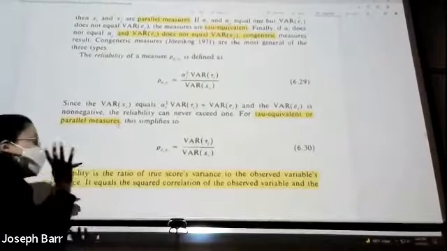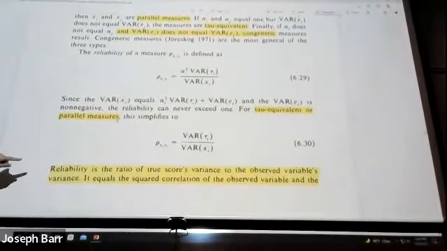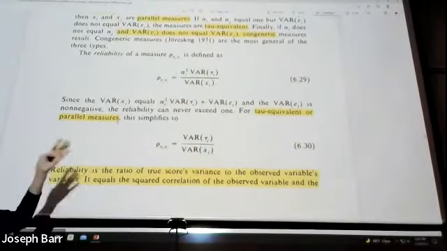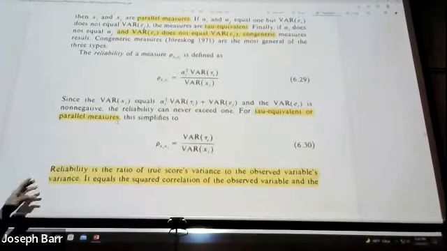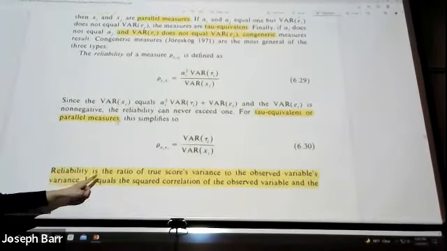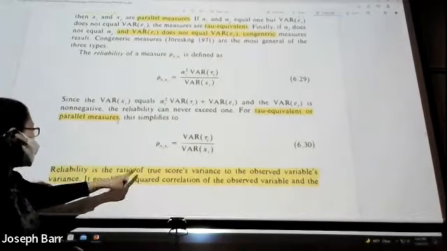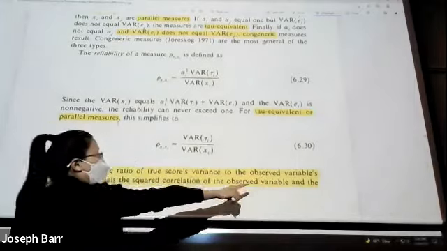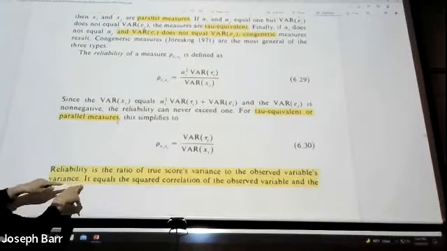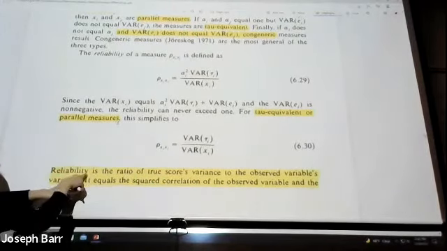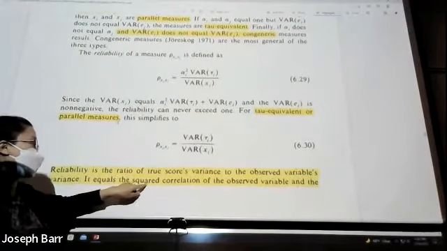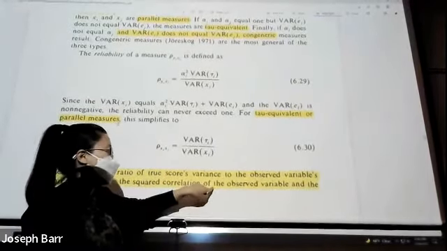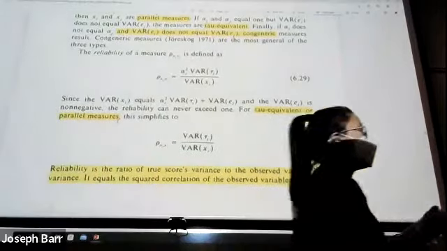And then let's look at a very important statement: the relationship between the reliability and the correlation. Reliability is the ratio of the true scores variance, this is the definition, the true scores variance to the observed scores variance. It equals the squared correlation of what? Observed score and the true score.